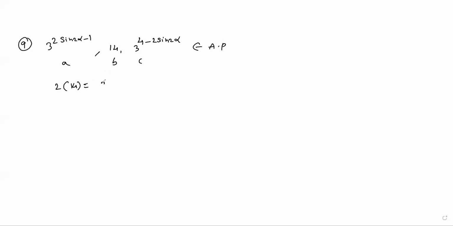Next, question number 9 also we'll discuss now. Question number 9: if 3 power 2 sin 2 alpha minus 1, comma, 14, 3 power 4 2 sin 2 alpha are the first 3 terms of an AP for some alpha, then we need to find the 6th term of the AP. These 3 values, like A, B, C, belong to an arithmetic progression. We know the condition 2 into B, 2 into 14, is equal to A plus C.